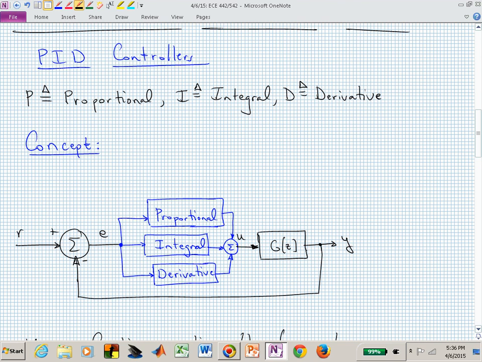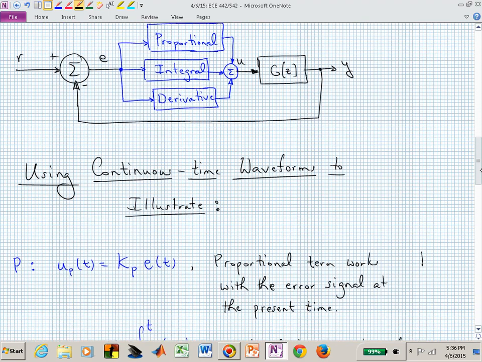Now, if I just assume that I'm continuing in that direction, the derivative is an anticipatory component of your controller. The proportional piece just scales the present error signal, so that's here and now. The integral piece is integrating that error from minus infinity all the way up until now. That's dealing with the past behavior of the error. These three pieces then all have a different flavor.